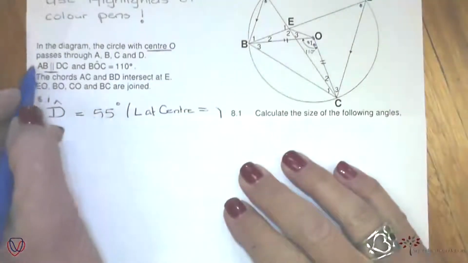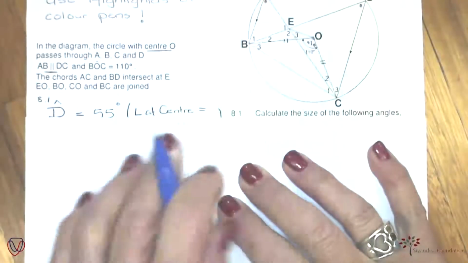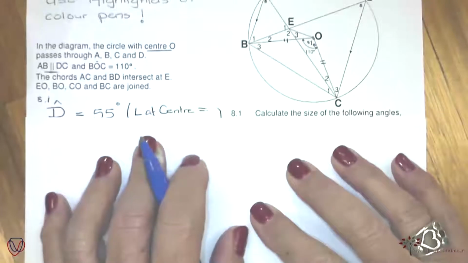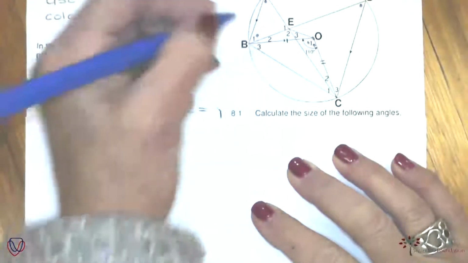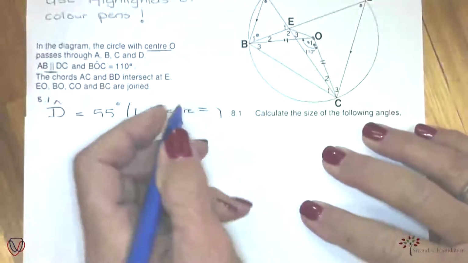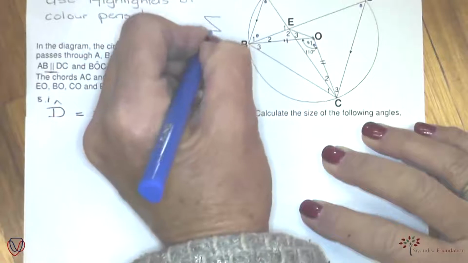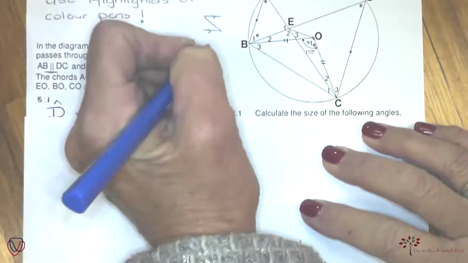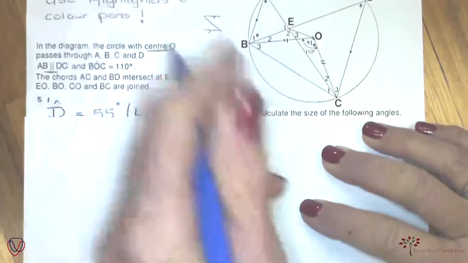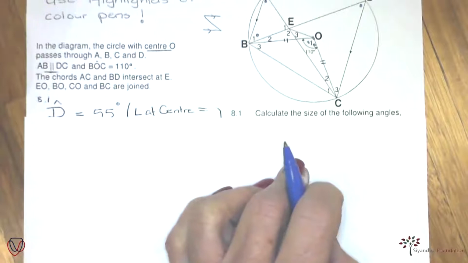Then they said AB parallel to DC. AB parallel to DC. Do I have any alternate angles? Aha! D is equal to B. Please remember, people, when you do alternate angles, it's a little Z that you draw. This short line and this short line of the Z must be on the parallel lines. Otherwise, those alternate angles will not be equal.